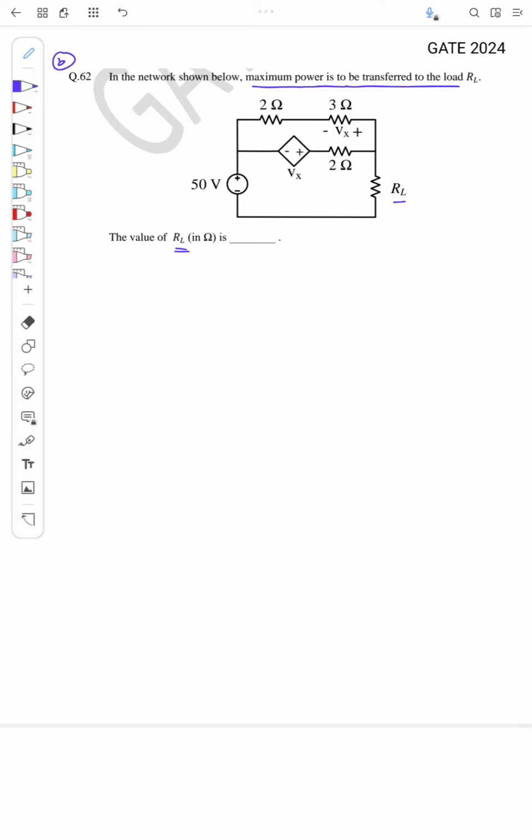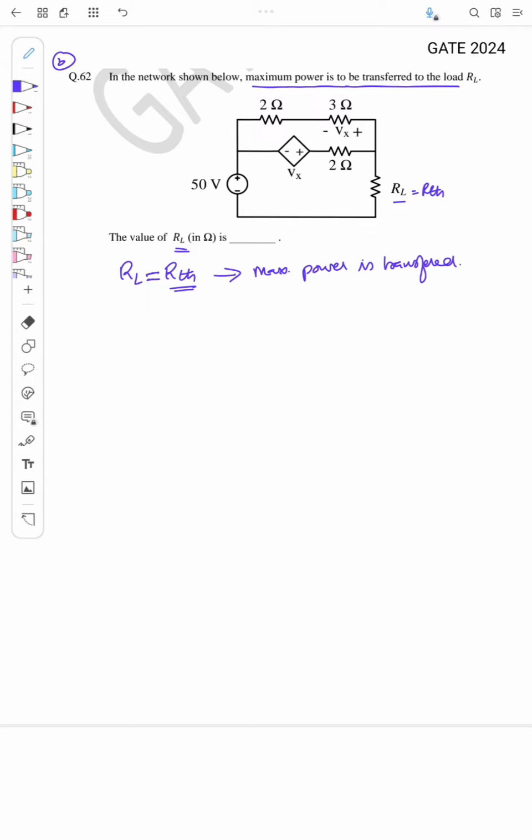So the value of RL should be equal to the Thevenin resistance RTH, right? If RL is equal to the Thevenin resistance RTH of the circuit, then we say that maximum power is transferred. So the question is to actually find what is RTH, and that value will be equal to RL. So how to find that?